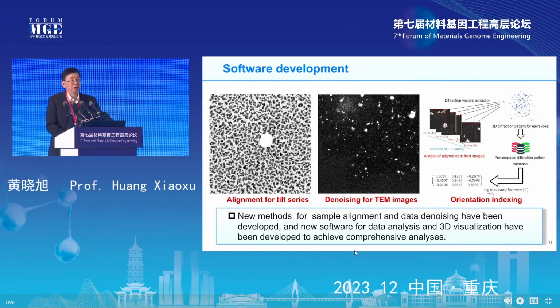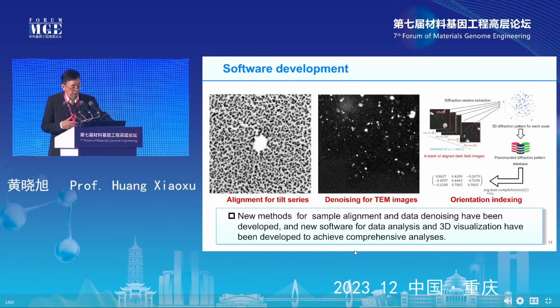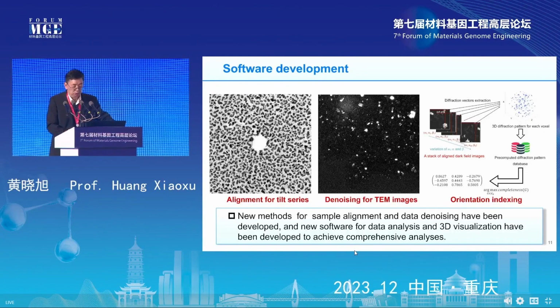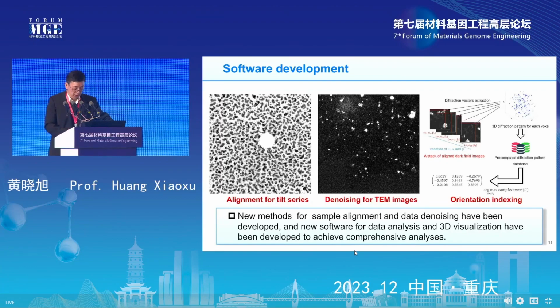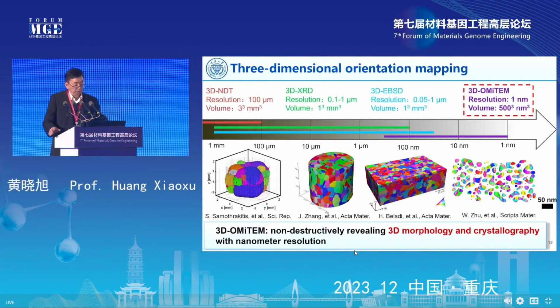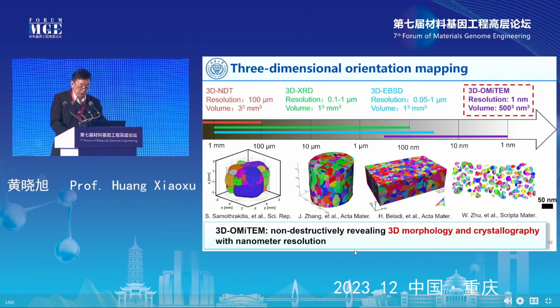We spent great effort to develop software for alignment, for denoising, and, most important, for getting the orientation or diffraction signal information to assign orientations to each pixel in the images. After many years of effort, we developed the principle and improved the technique. Nowadays, the technique is ready for use. It has a resolution of 1 nanometer, and we can map a volume of, say, 500 cubic nanometers.